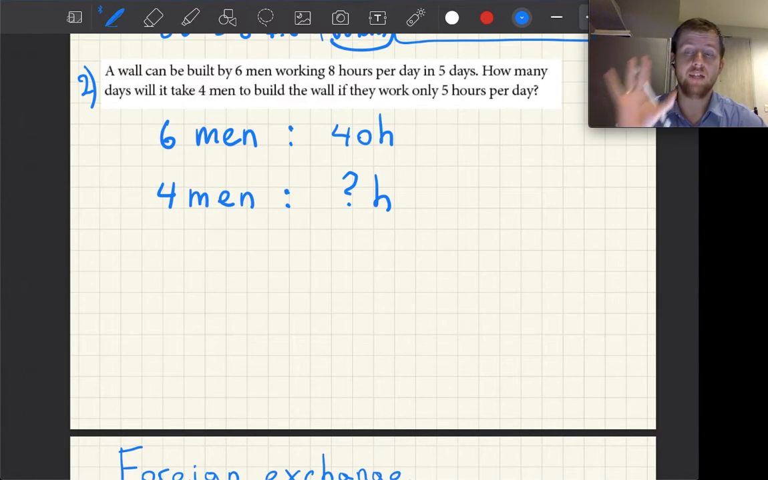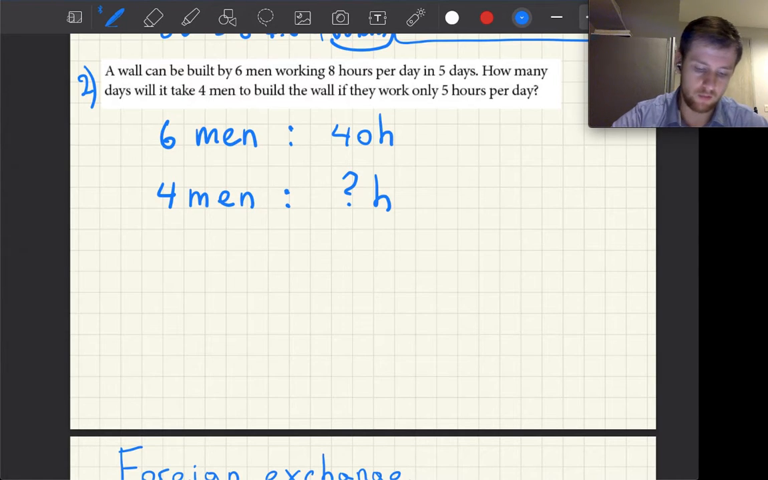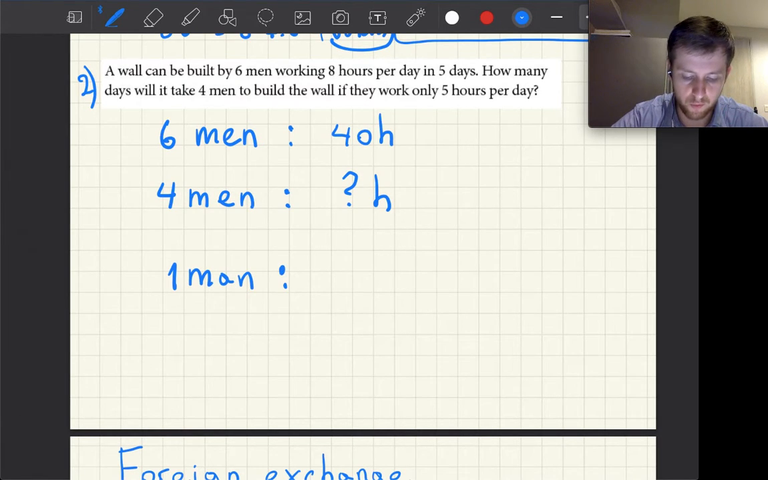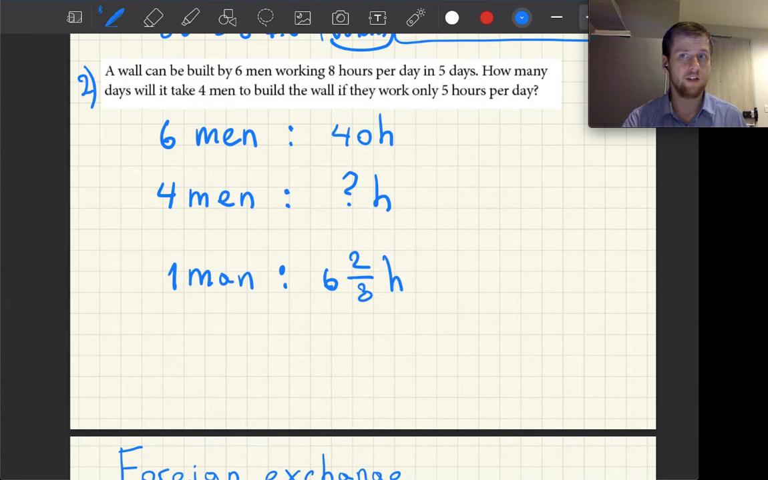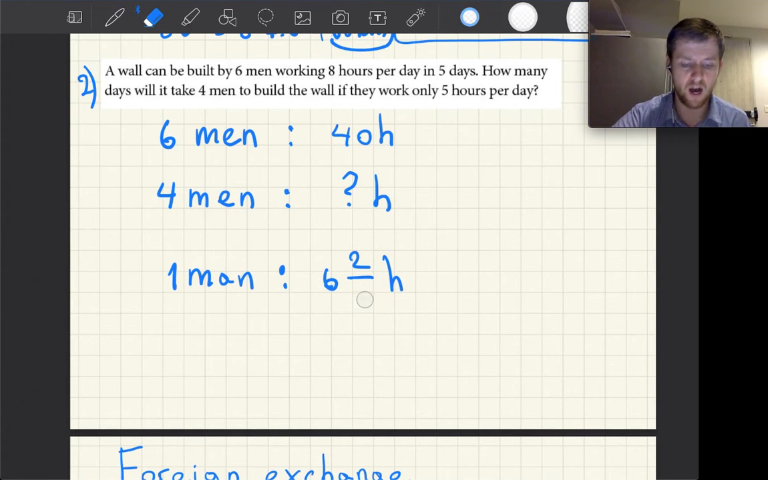So what if we do it like the last question? We would do this, right? We would find out that for one man it would take, so we would do 40 divided by 6, so it would be 40 over 6, which is like 6 2/3 hours. So does this make any sense? It doesn't make any sense, right?